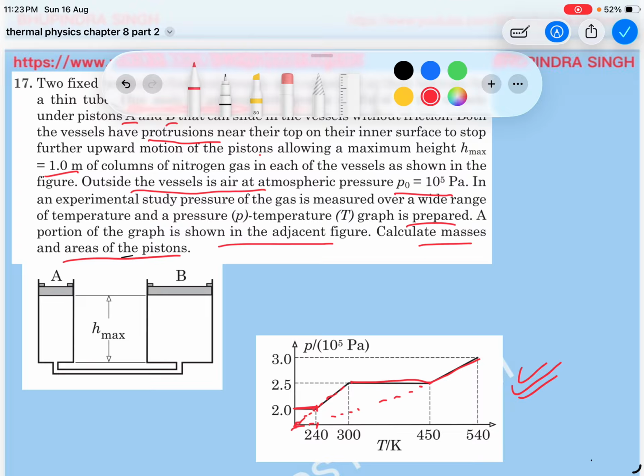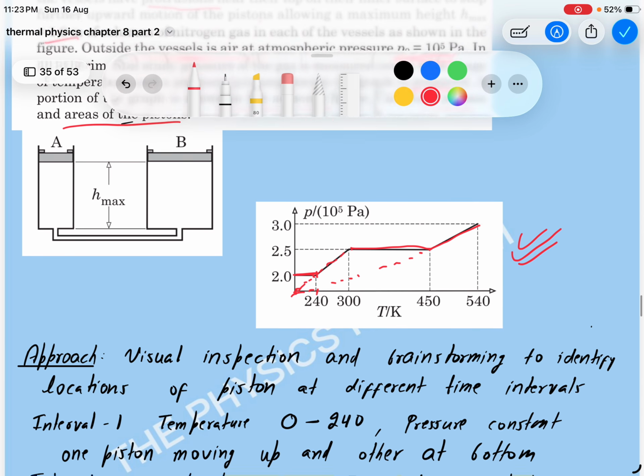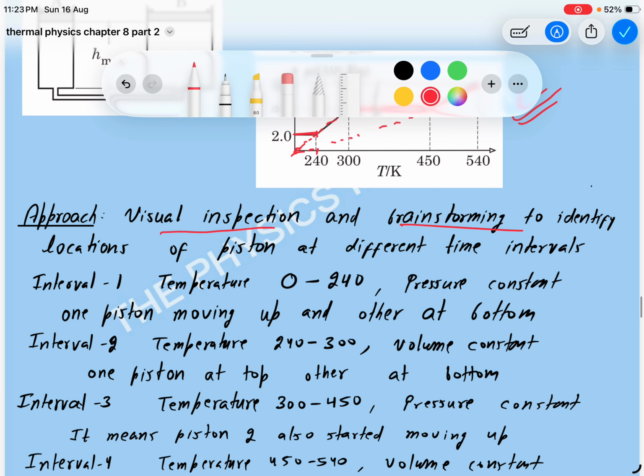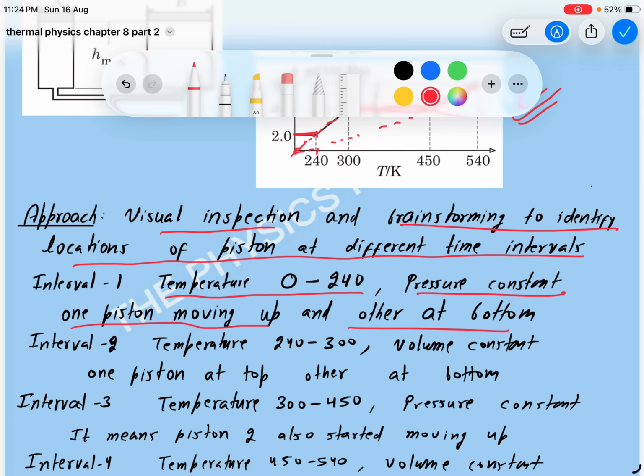So when can volume become constant, right? What should be the location of the pistons? Here proper brainstorming is required. So if you do brainstorming on this question, you are upgrading your skills, thinking from different angles. The approach is, as I said, visual inspection and brainstorming to identify locations of the pistons at different time intervals. So from temperature 0 to 240, pressure constant, one piston moving up and the other at the bottom, right?